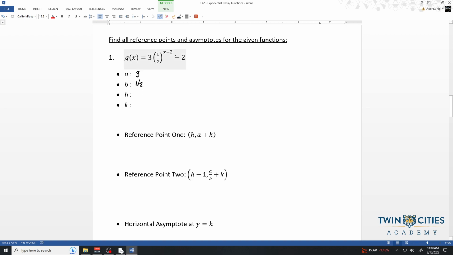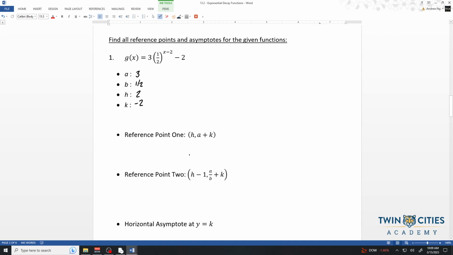H is 2. Don't be confused and put minus 2 here, because the standard form says x minus h. So if this says x minus 2, then h is 2. This will tell me that there's going to be a shift to the right 2 units. And then I've got minus 2 at the very end, so k is negative 2. There's going to be a shift down 2 units.